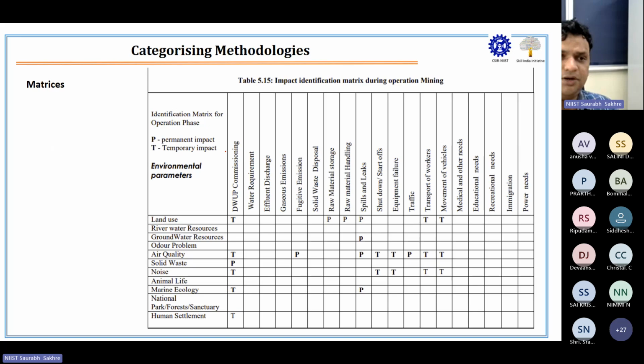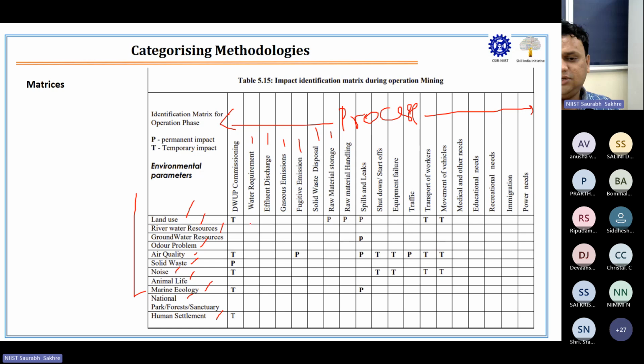I'll give you one example now. Here you can see it is a particular part of our EIA report. Here you can see on the vertical column land use, river water resources, groundwater resources, odor problem, air quality, solid waste, noise, animal life, marine ecology, national park forest, human settlement. Now these are the processes which will be carried out in the EIA. Just an example only, like DBUP commissioning. DBUP means dredge bed upgradation plant. Then water requirement, effluent discharge, gaseous emission, fugitive emissions, solid waste disposal, raw material storage.